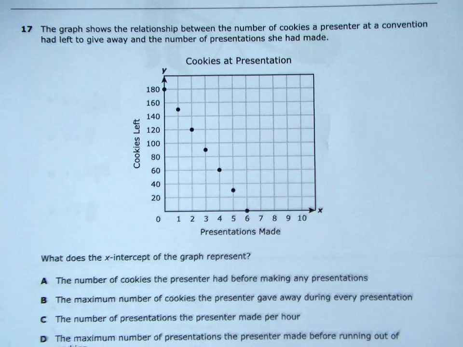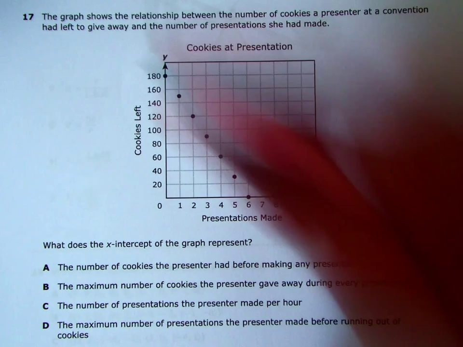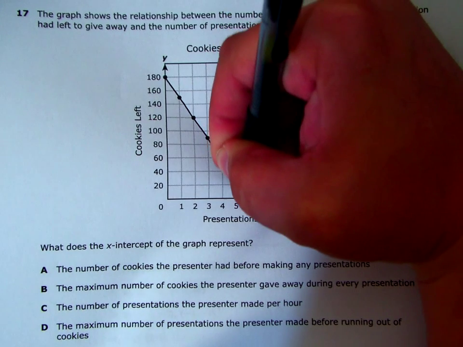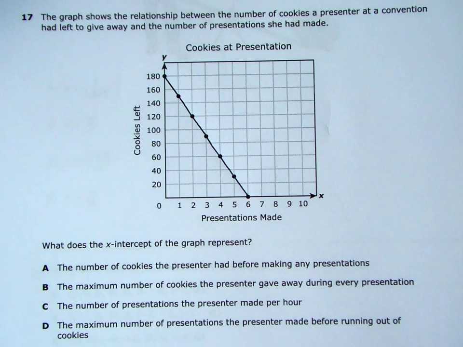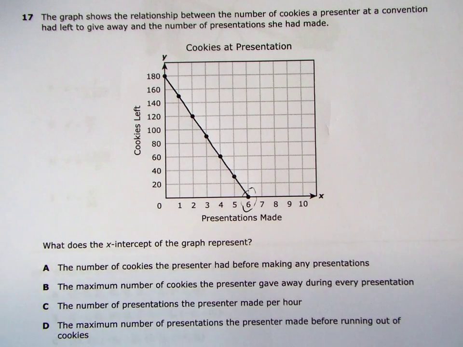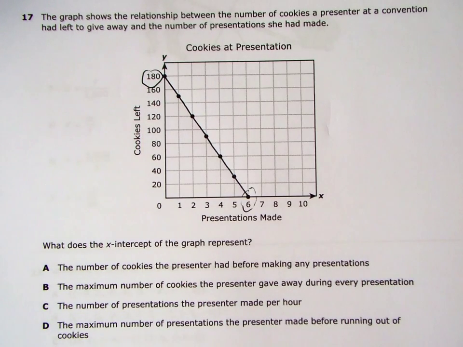17. Okay? What does the x-intercept represent? So let's draw the x-intercept. There's a line, so let's just draw it. A. The number of cookies the presenter had before making any presentation? It says what is x? So they want to know what this 6 means. No. It started with what? 180. Right?